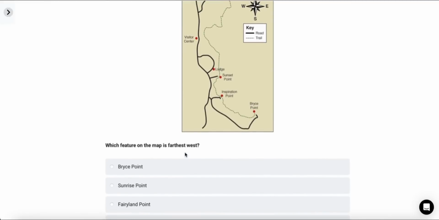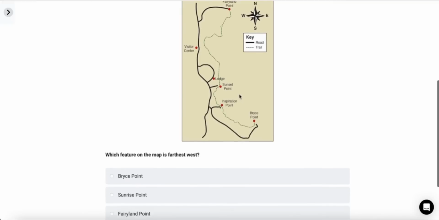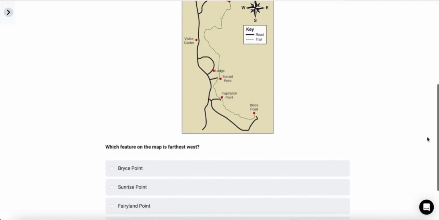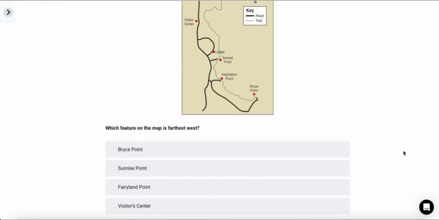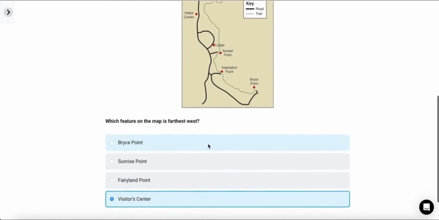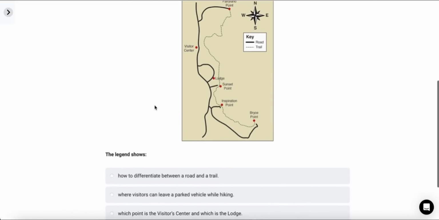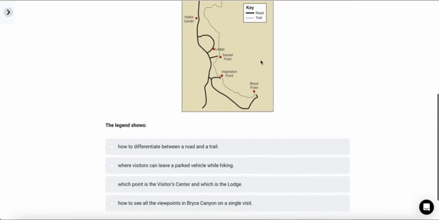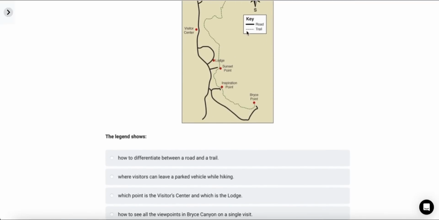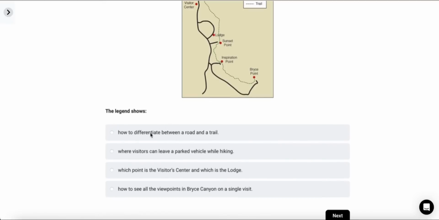Which feature on the map is farthest west? West is the direction over here, and so the correct answer would be the Visitors Center, D. The legend is this key chart here, and it's labeled road and trail. It shows that the dark line is the road and the dotted line is the trail. So the correct answer would be the first one, how to differentiate between a road and a trail.